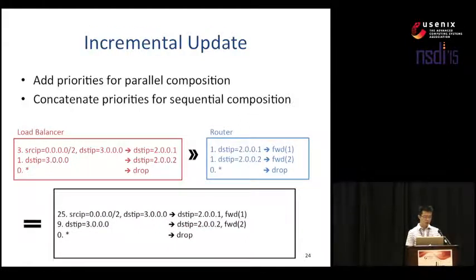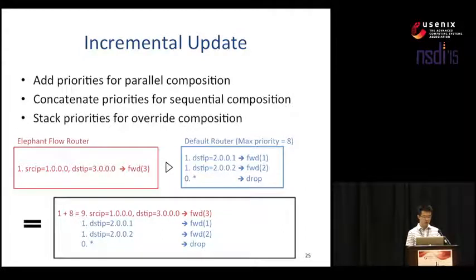Finally, for the override composition, since the policy on the left has strictly higher priority, we need to stack the priority space of the left policy above the priority space of the right policy. In summary, with this convenient algebra on the rule priorities, we can incrementally compile the policies and update the switches. Details for more explanations and proofs of the correctness of the algorithm can be found in the paper.